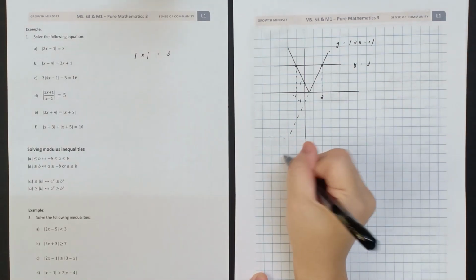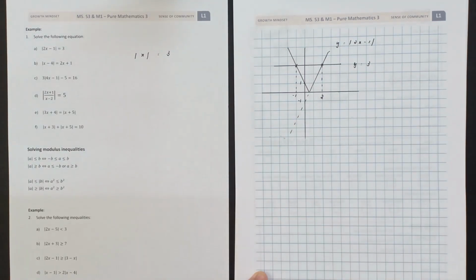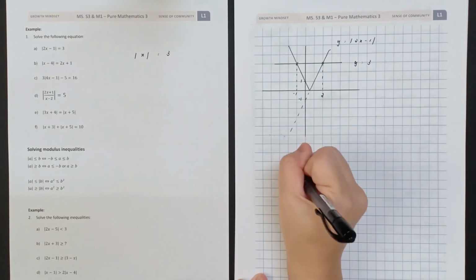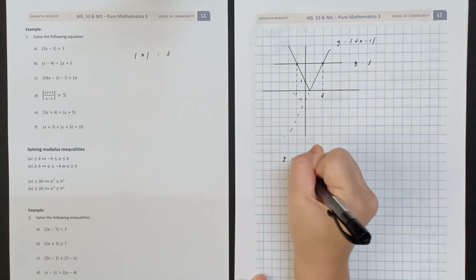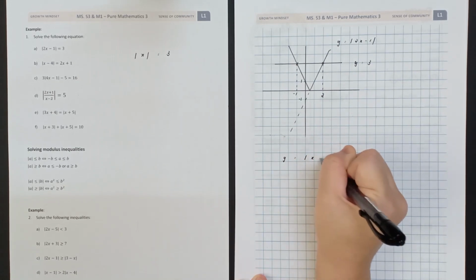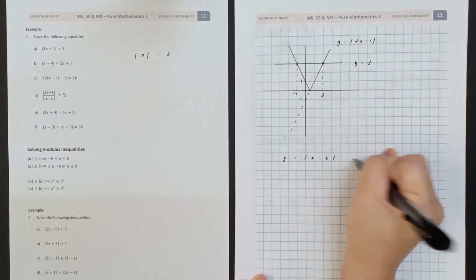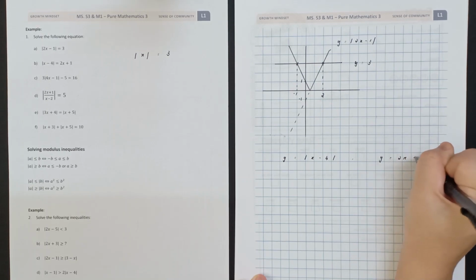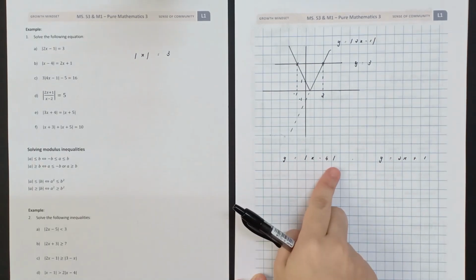Okay, so I'll be writing here, it will be much easier. I do not have enough space here. Okay, so you will need to draw y equals modulus x minus 4. Then the other one that you need to draw is y equals 2x plus 1. Okay, so let's start with the modulus first.